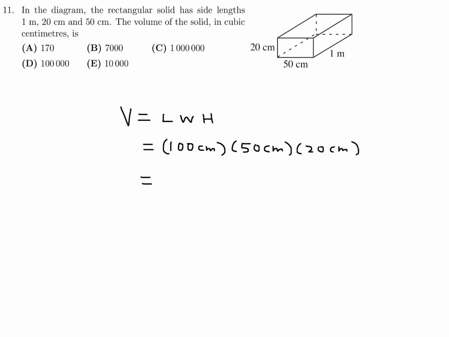And if you multiply these 3 numbers together, you get 100,000. And it would be cubic centimeters, like that. So number 11, the answer is D.